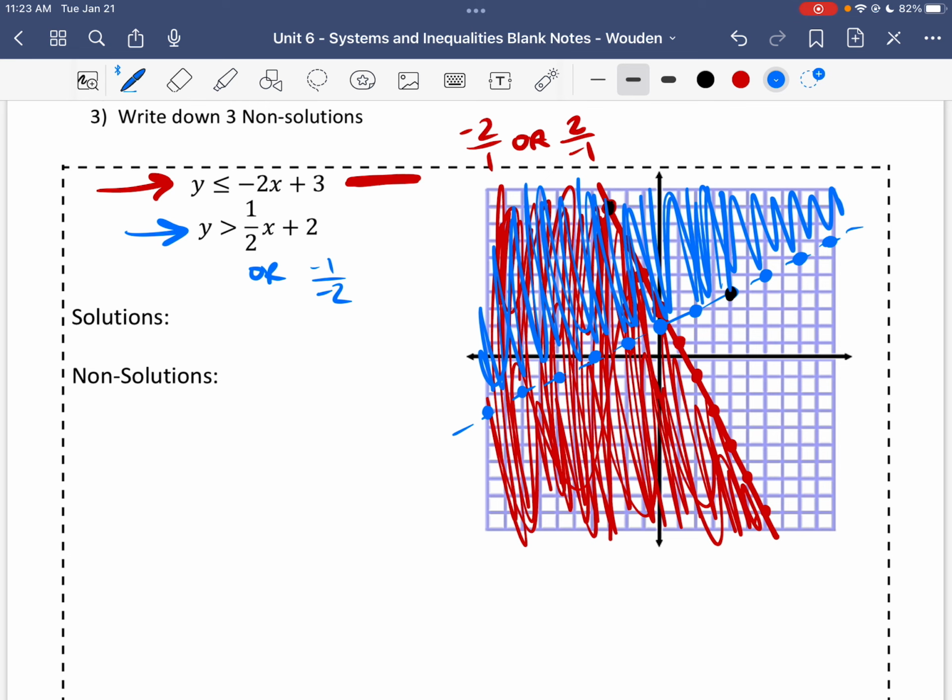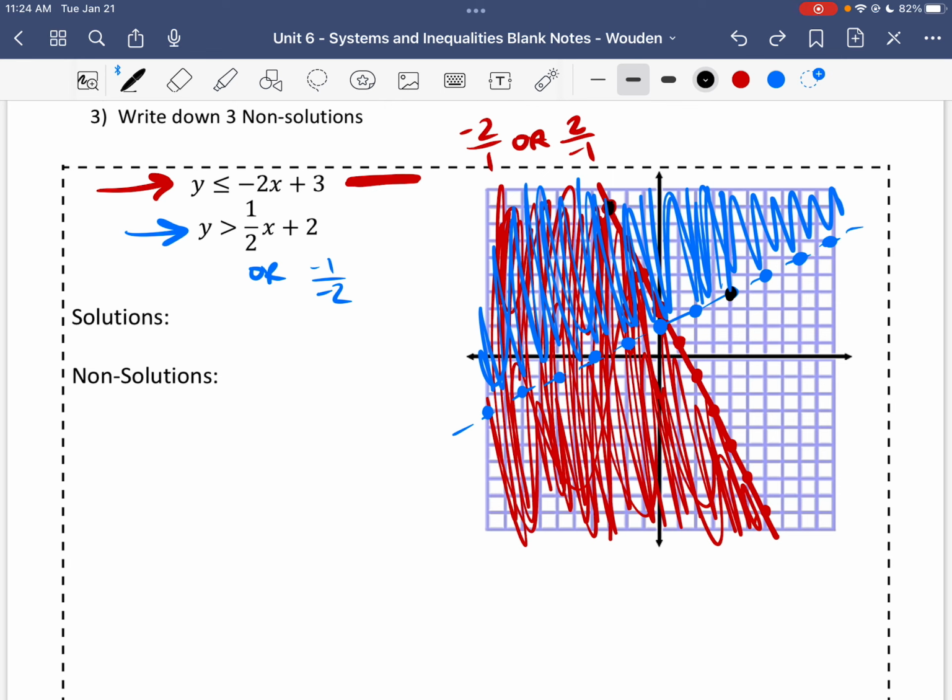Okay, now you can see that there is an overlapping area. I will not highlight it. I will just leave it like that because you can see where the two colors overlap. So now we are going to just pick some points on our plane that are solutions. Solutions mean that it falls in the overlapping area that is shaded. So let's pick a point.